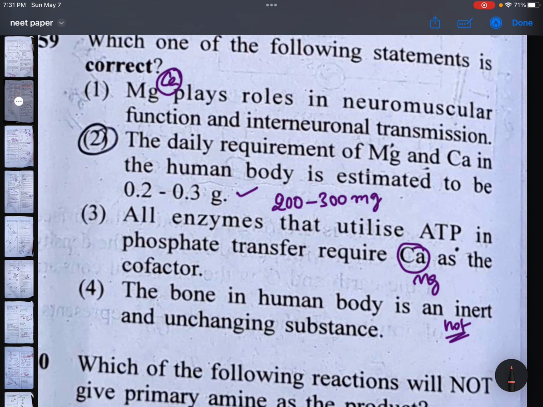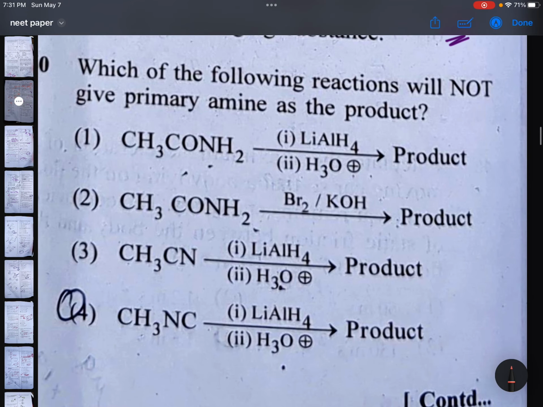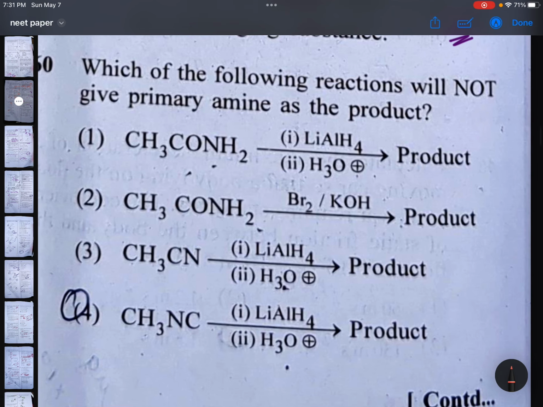So right statement. Which of the following reactions will not give primary amine? First one will give you primary amine because this is simple reduction. The CH2 will go. This is forming ethanamine. And second one will be the bromine KOH, means Hofmann bromamide reaction. This CO will completely go. This will give you methanamine. That is also primary amine.